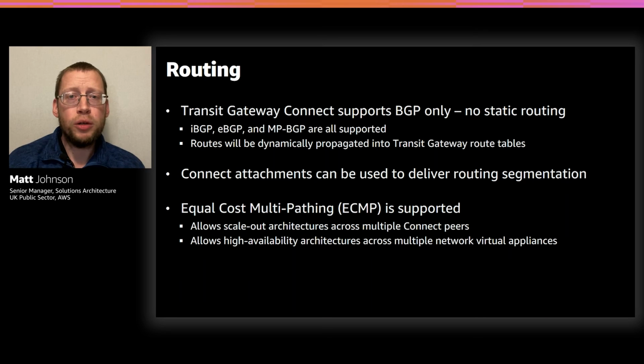We also support equal cost multipathing. This means we can scale out our architecture across multiple connect peers. We can do this for scalability and also for high availability. So we can now have multiple virtual appliances connected using ECMP into this Transit Gateway Connect architecture. This gives us the ability to have highly scalable, highly resilient SD-WAN connectivity using Transit Gateway Connect.